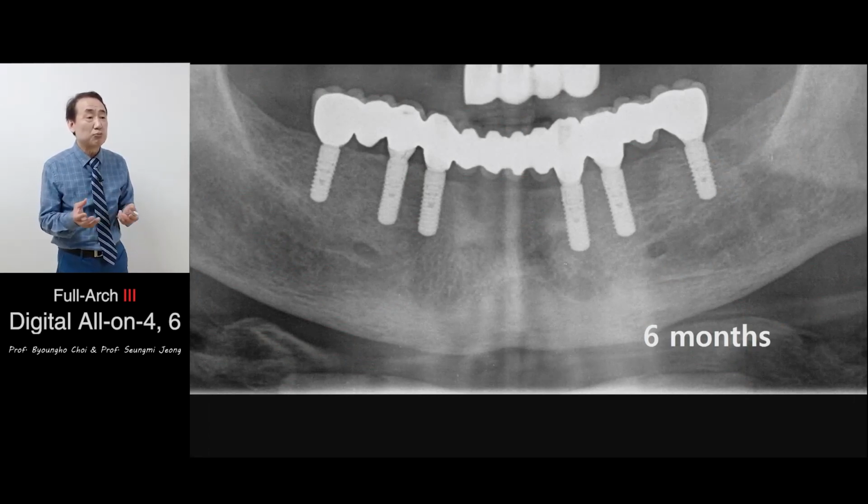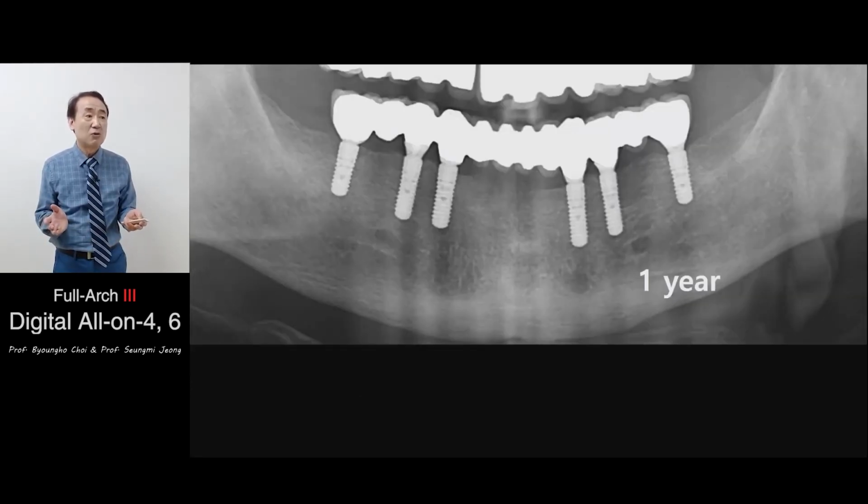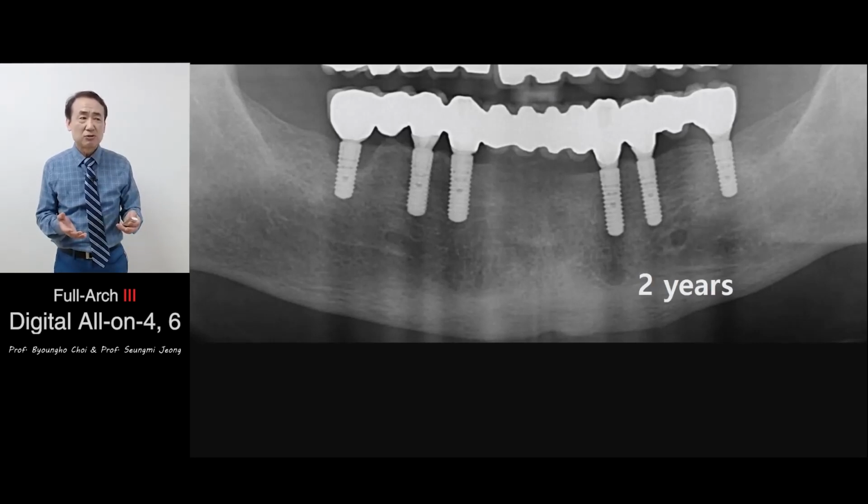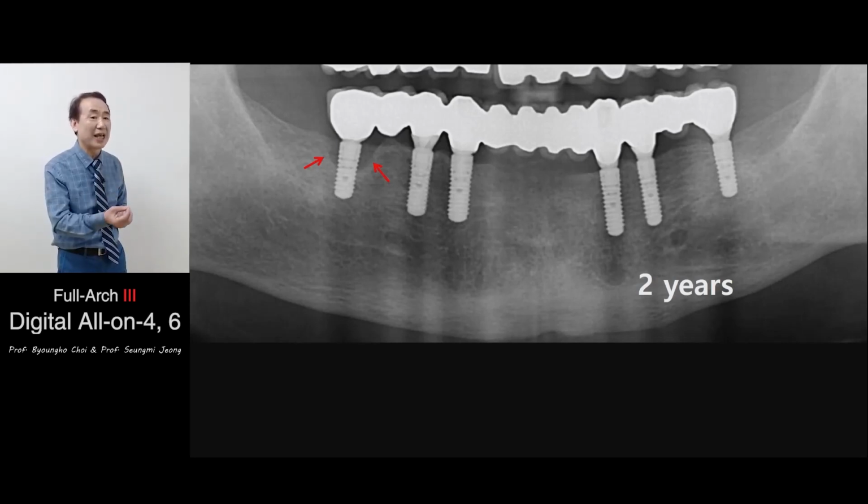The bridge was placed in the mouth. 6 months after the final restoration, we had no problems. 1 year after the final restoration, no problems around implants. Look at that. 2 years after the final restoration, you can see bone loss around this molar implant.